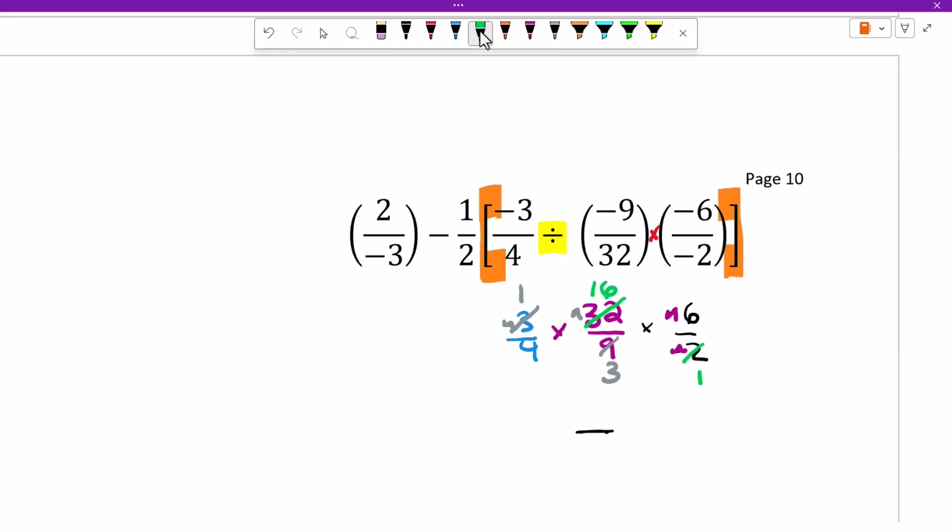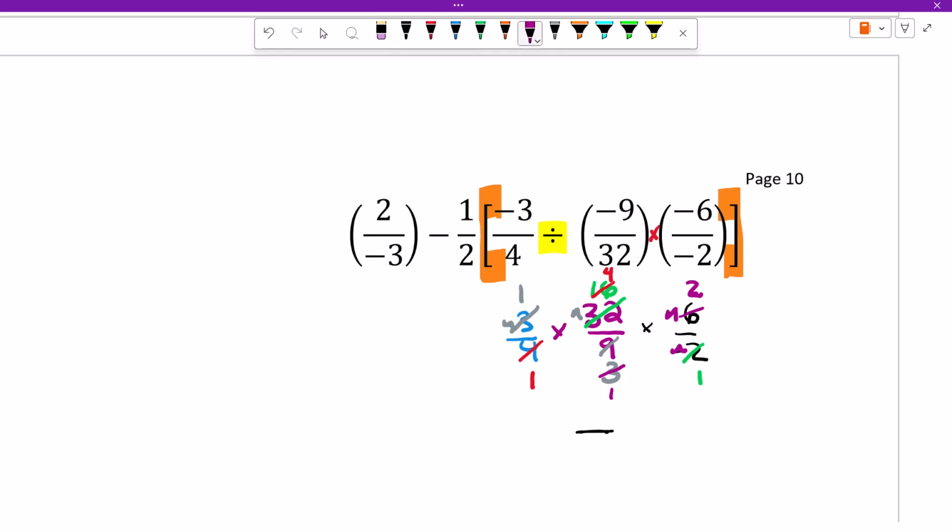Anything else? 4 and 16, yep. They can be divided by the number 4. So 4 divided by 4 is 1. 16 divided by 4 is 4. Is there anything else? 3 and 6. Both can be divided by 3. So divide by 3, 1, and 2. Okay. So I think that's the smallest we can get since we have all 1s on the bottom.